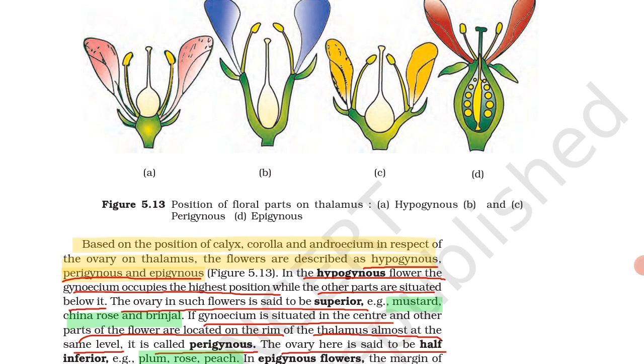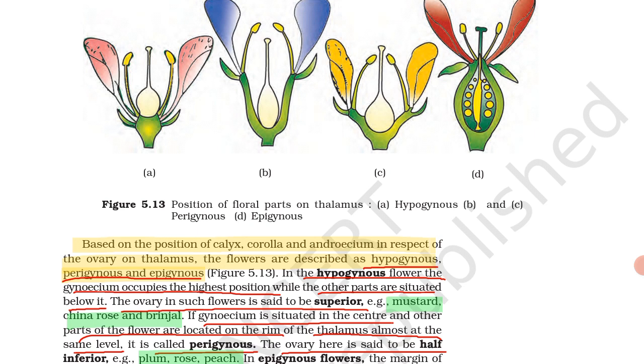If the gynoecium is situated in the center and the other parts of the flower are located on the rim of the thalamus almost at the same level, it is called perigynous. See figure 5.13 B and C. The gynoecium is situated in the center and the other parts of the flower are located on the rim, almost at the same level, and such a flower is called perigynous.